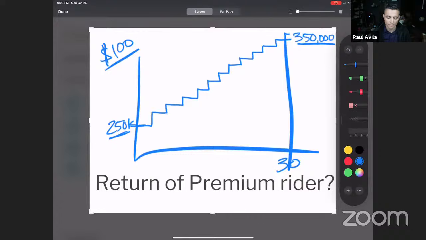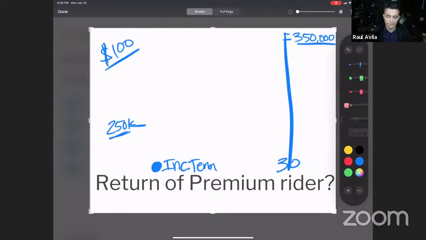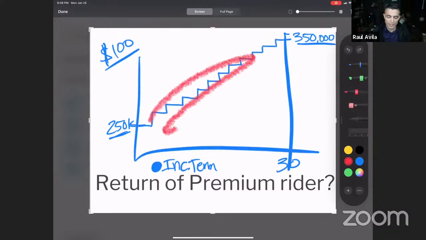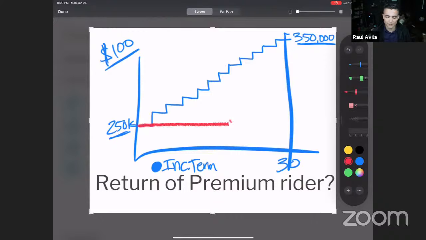That's going to be blue. It's called increasing term. Make sense, guys? All right, in red, I'm going to use the red color. Whoa, what happened here? Let's go back. It's kind of thick. The red color is going to be level term. So I'm going to use the legend level term, okay?